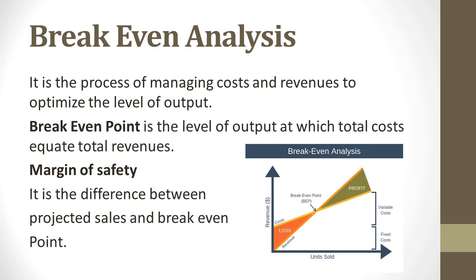The break-even equation is: break-even point in units is equal to total fixed cost divided by contribution per unit. For calculating contribution per unit, we use the formula selling price per unit minus variable cost per unit. Then the formula for margin of safety is basically budgeted sales minus break-even point.